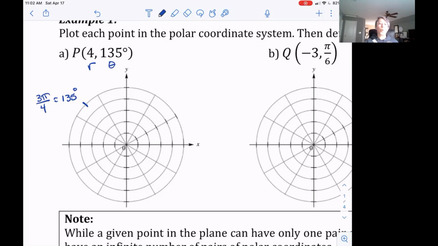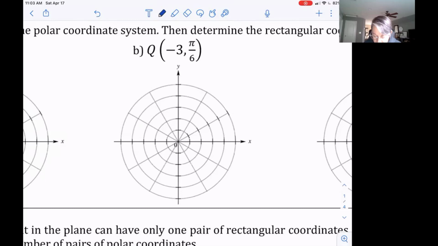So we're going to move towards that angle, but at a distance of 4 units. So here we have 1, 2, 3, 4. So there is our coordinate for 135 degrees. So there's that coordinate point in polar coordinates.